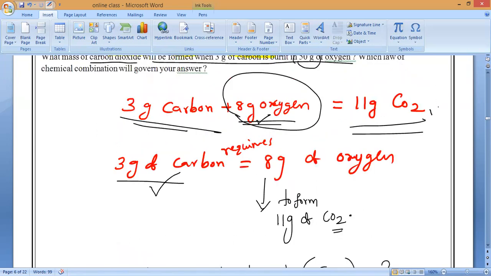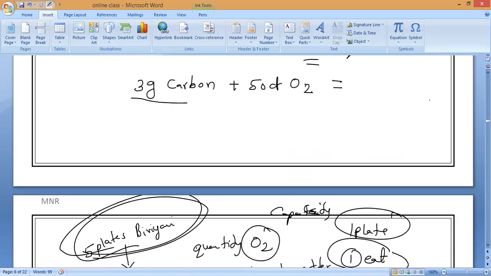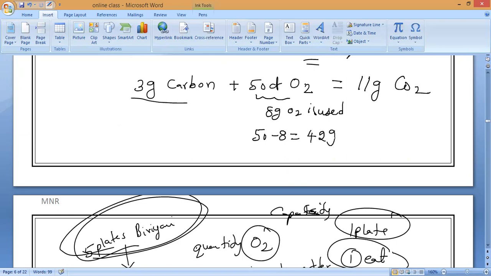11 grams of carbon will only produce 11 grams of CO2. Understanding? It means only 8 grams of O2 is used. Remaining, how much is there? 50 minus 8, which is equal to 42 grams of O2 will come outside. Do you understand, all of you?